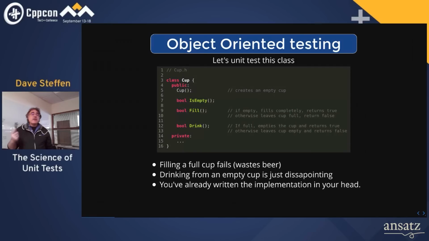So we have a binary cup class. It's either empty or full. The default constructor makes an empty cup. There's an isEmpty member function, so you can tell if it's empty or full. Filling an empty cup fills it, drinking from a full cup empties it, and you've already written the implementation for this in your head. Everyone knows exactly what's inside this class, right? It's trivial. You couldn't think of a simpler class to try to test, all right? So let's actually go try and do black box testing on this like everyone tells us to.